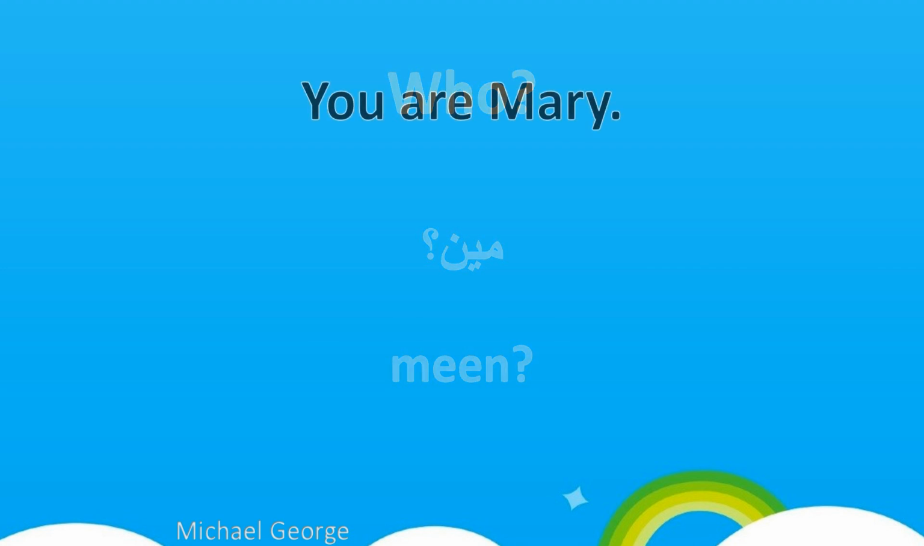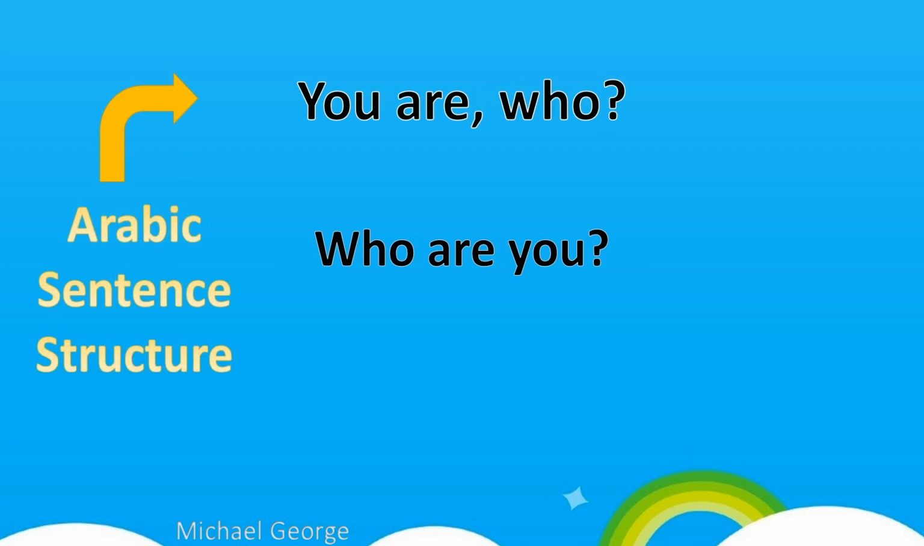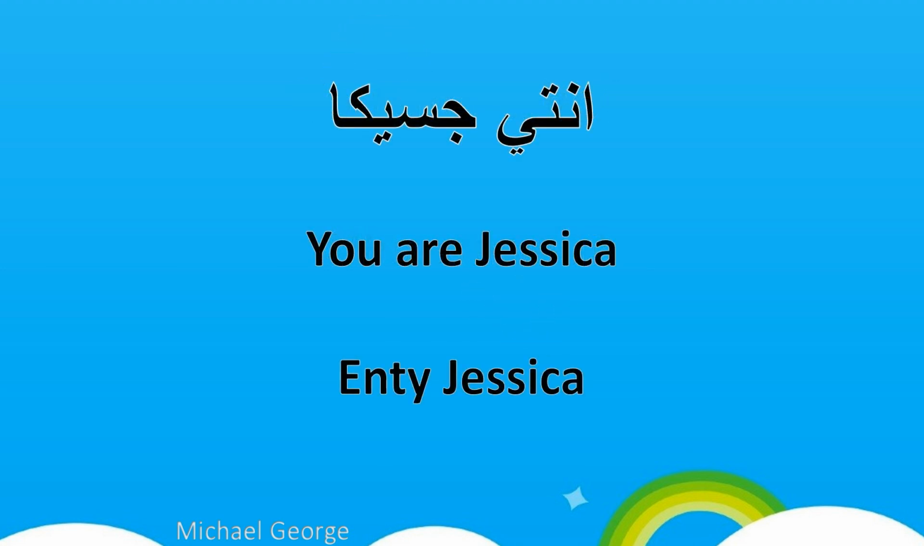For example, here is a statement, and now I'd like to turn it into a question. I'd like to ask, who are you? It means that I'm asking about the name Mary, and in Arabic we replace this part with the word who. This is the Arabic sentence structure, and this way you will be able to know where to place the question word. By the way, we don't switch the verb and the subject. Now you have just learned the structure of the sentence.